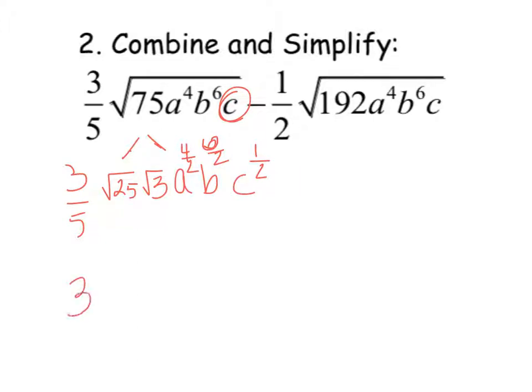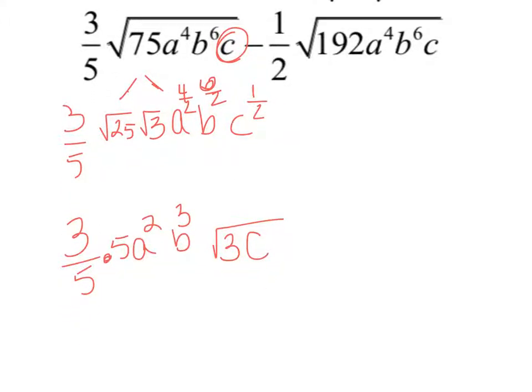So I'm going to end up getting 3/5. The square root of 25 becomes 5. The 3 has to stay inside the house because it doesn't simplify. But a to the 4th over 2 gets you a squared. This is multiplied. And then 6 over 2 gets you b to the 3rd. And then that c, like I said, can't reduce, so we're going to keep it inside the radical. Now I'm going to cancel out the 5's, and I'll be left with 3a squared b cubed square root of 3c.